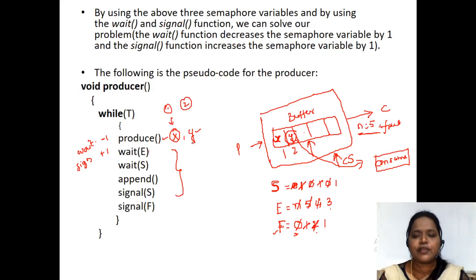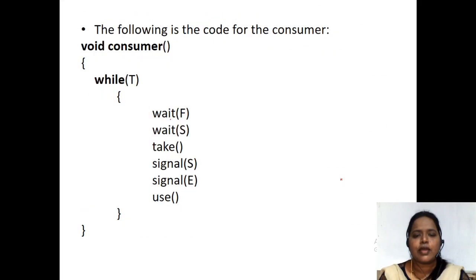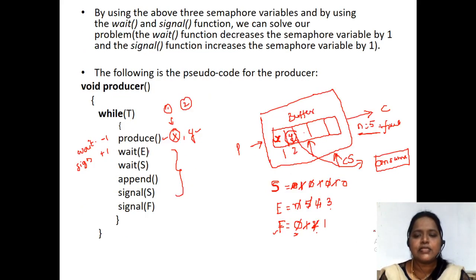Next is wait(S). Wait(S) in the sense now 1 becomes 0. Next is take, in the sense consume an item, that item will be consumed. And signal(S) and signal(E). Signal(S) in the sense we will make it 1. Signal(E) in the sense we will be incrementing E.